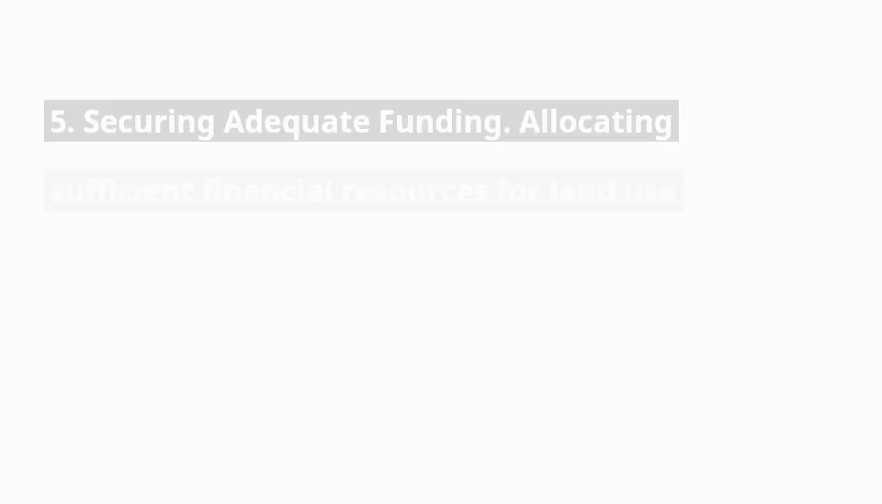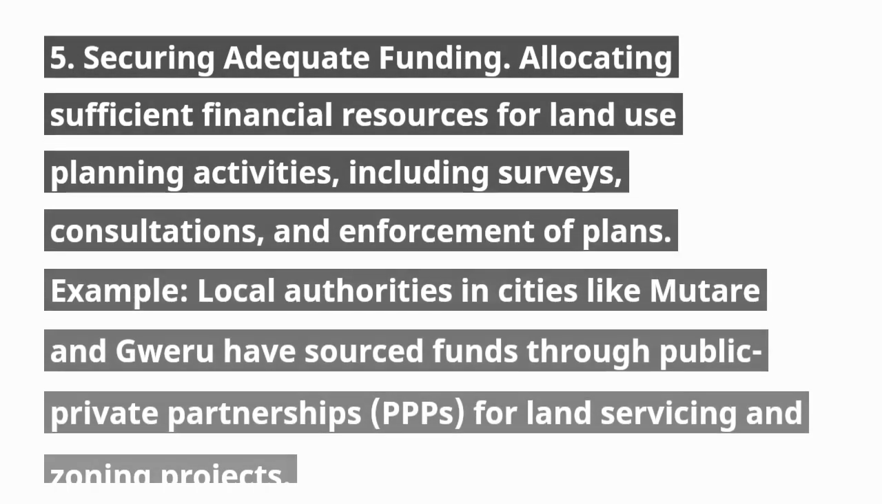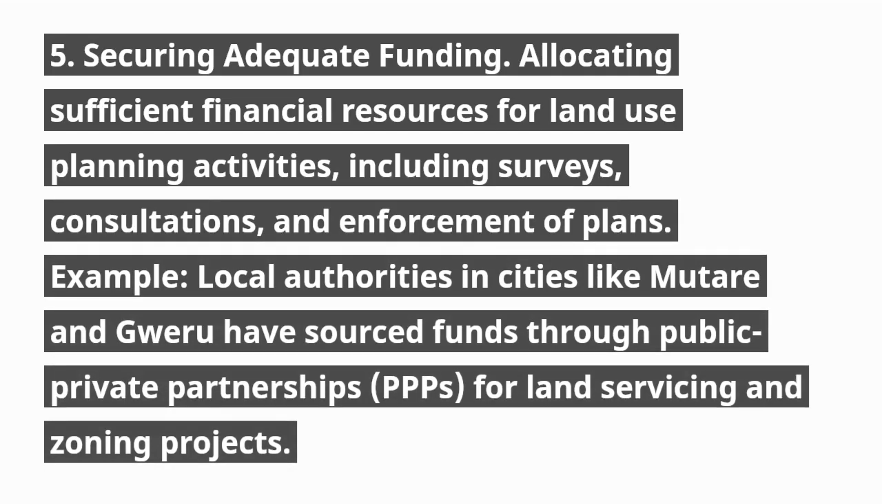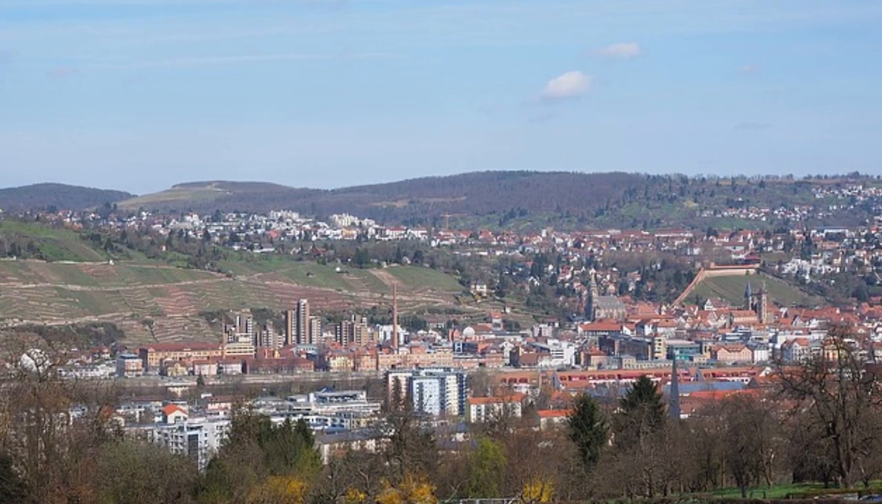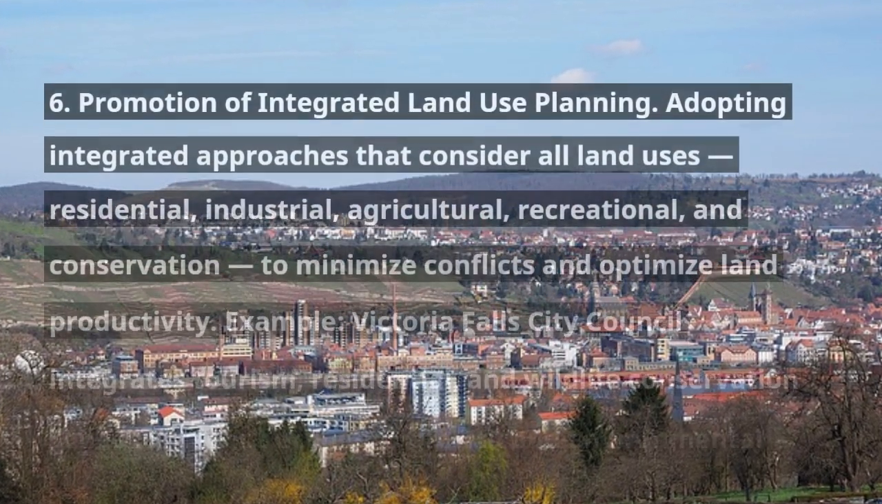5. Securing adequate funding. Allocating sufficient financial resources for land use planning activities, including surveys, consultations, and enforcement of plans. Example: local authorities in cities like Mutare and Gweru have sourced funds through public-private partnerships, PPPs, for land servicing and zoning projects.